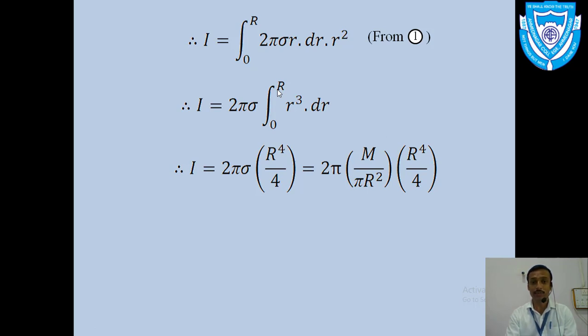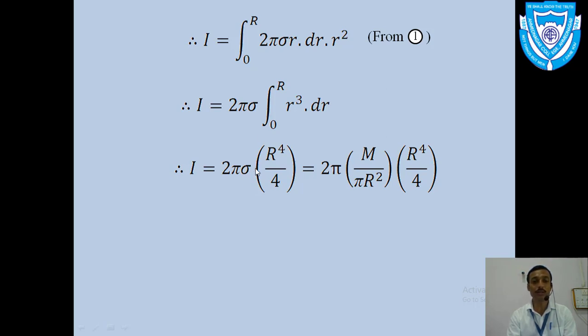If you have studied the integration chapter in maths, this upper limit minus lower limit is 0. So 0 raised to 4 is nothing but 0. So I skip that one and we get 2 pi sigma as it is R raised to 4 upon 4. I put the value of sigma here.